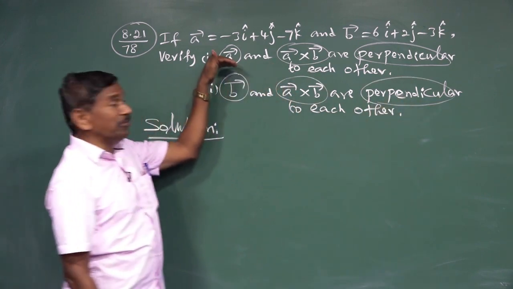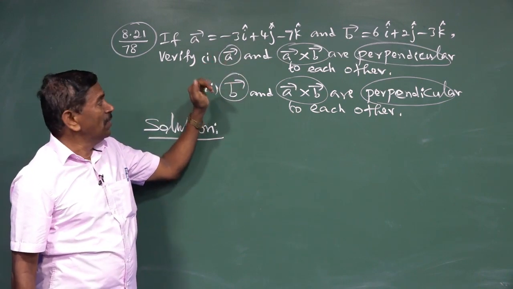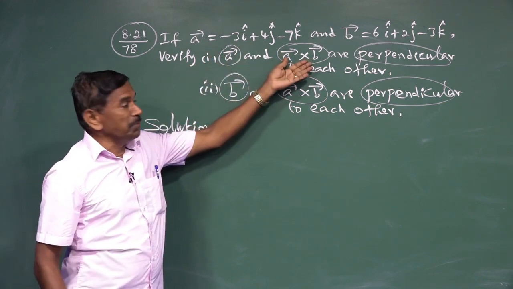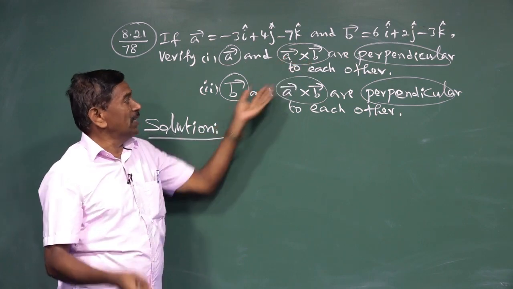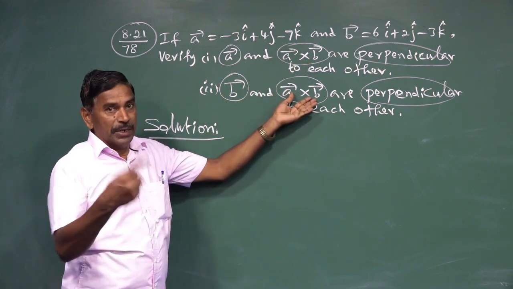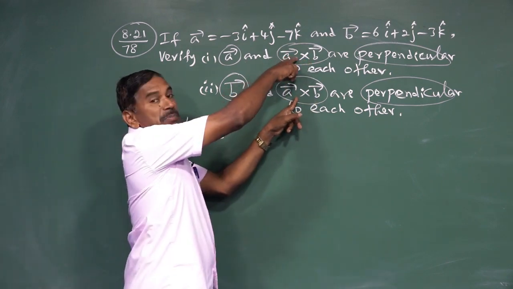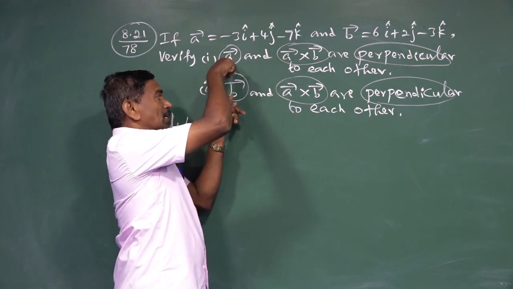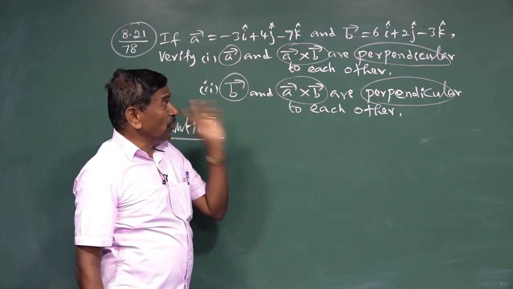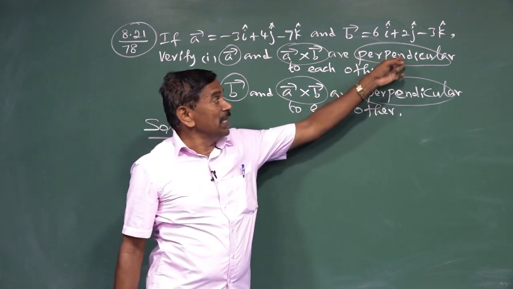Listen, what is the difference between these two subdivisions? First one, vector A and A cross B are perpendicular to each other. Second, vector B and A cross B are perpendicular to each other. Here A cross B is the same. Here first one is vector A, second one is vector B. That's all. Okay.